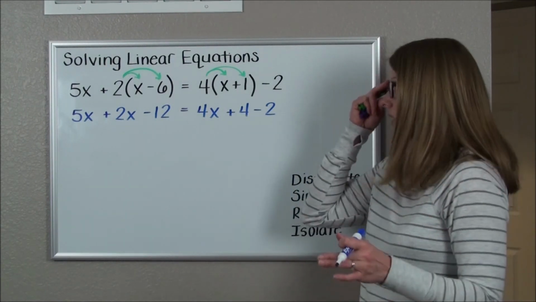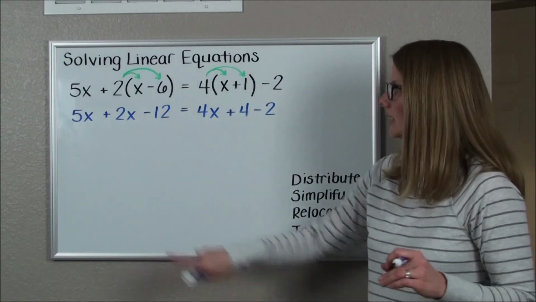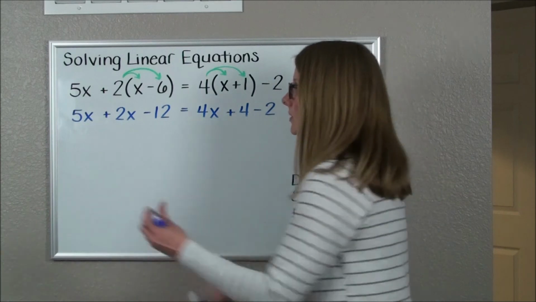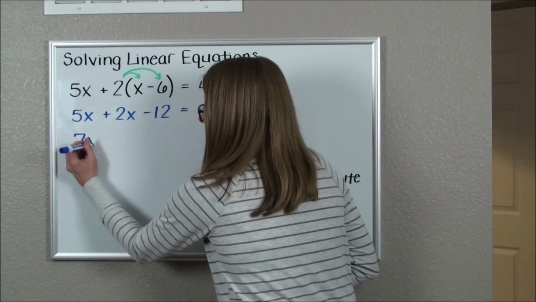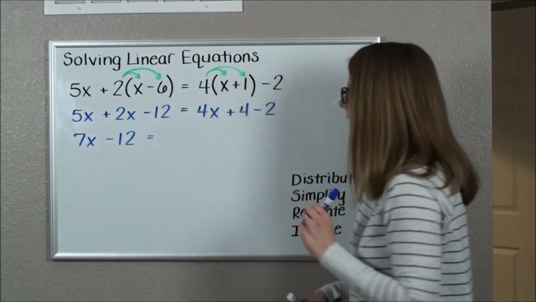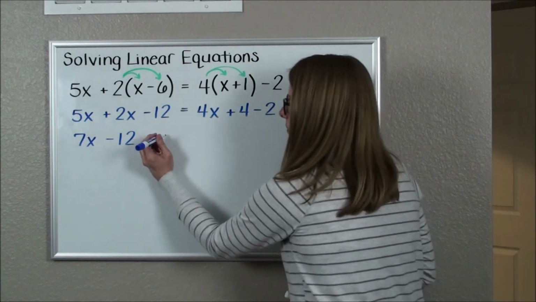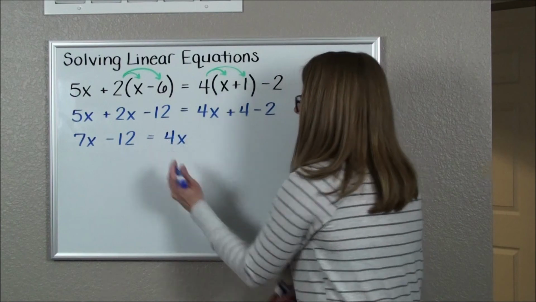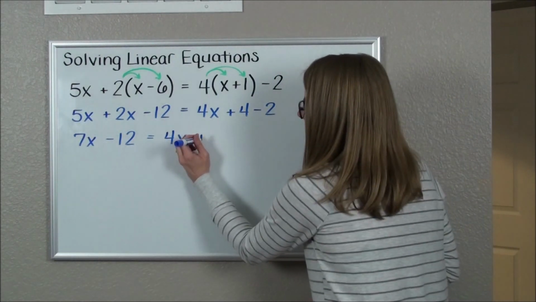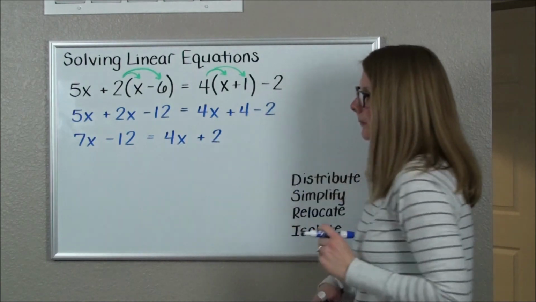Before we relocate though, let's kind of clean things up. So on the left side, I see my like terms that I can combine. 5x plus 2x will give me 7x. And then I have the minus 12. On the right side, there's nothing like the 4x. There's no other variable term. But the 4 and the negative 2 can combine. So 4 minus 2 will give me positive 2.